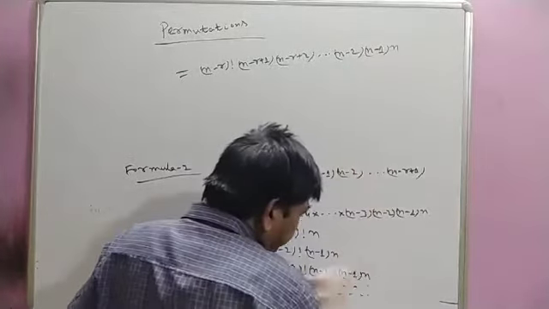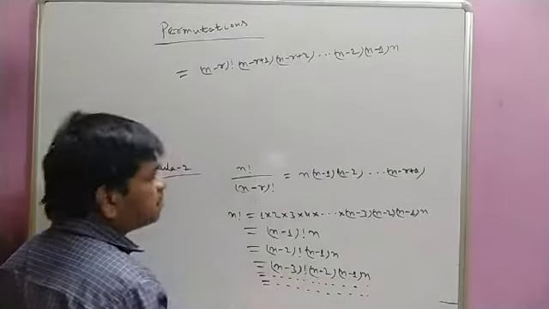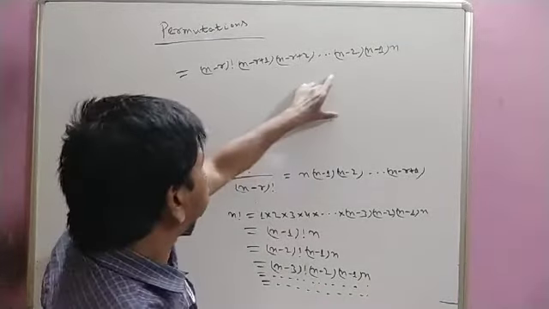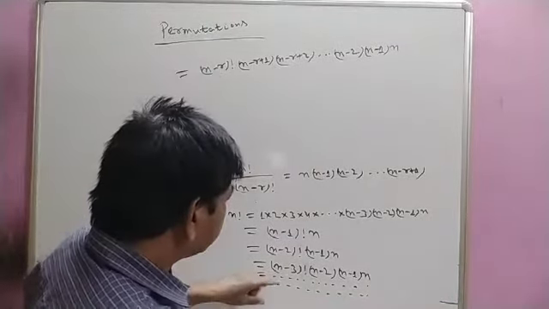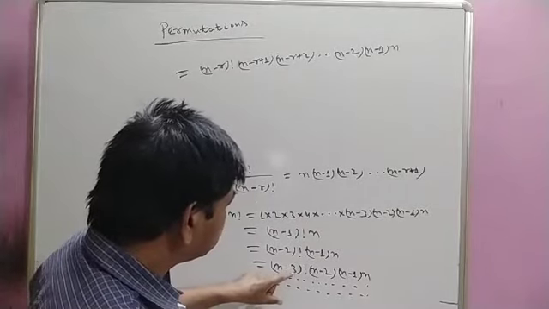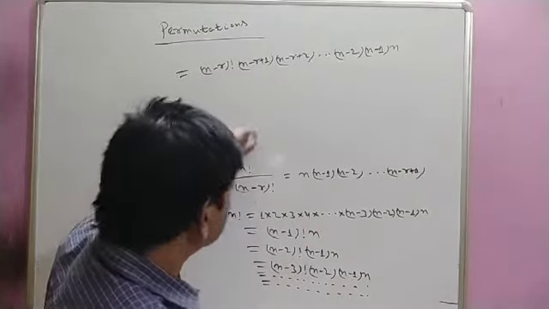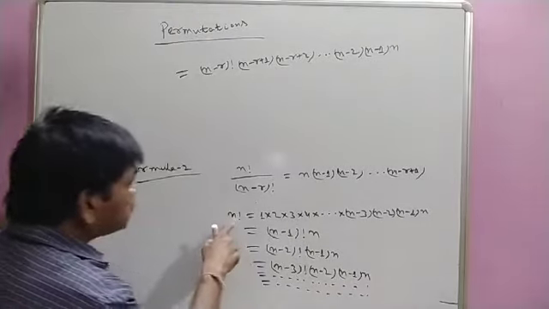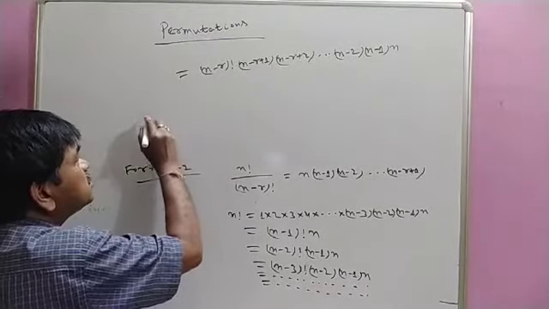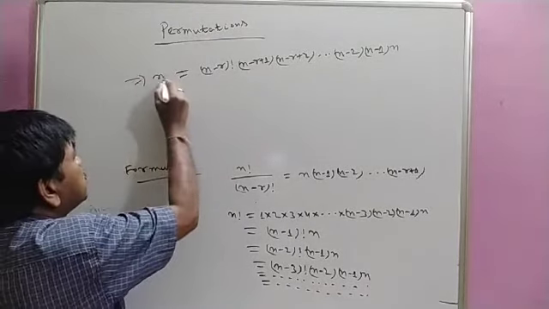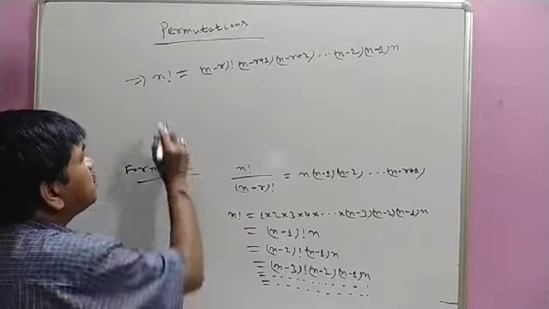Means here it will come back. It is n minus 2, n minus 3 factorial. Similarly here n minus 2. So suppose I am taking this r as 3, so it is n minus r factorial. So like this. What is the left hand side? n factorial. So now n factorial is equal to this one.